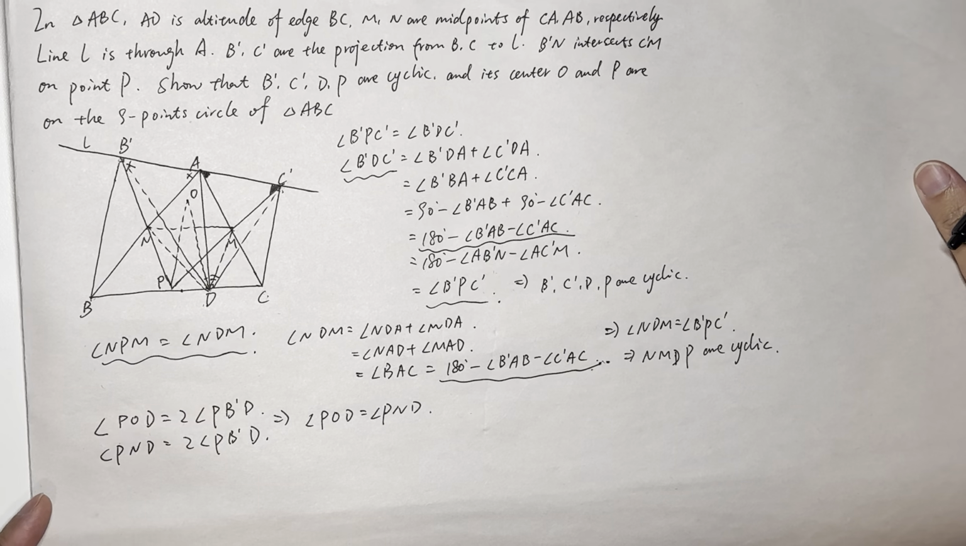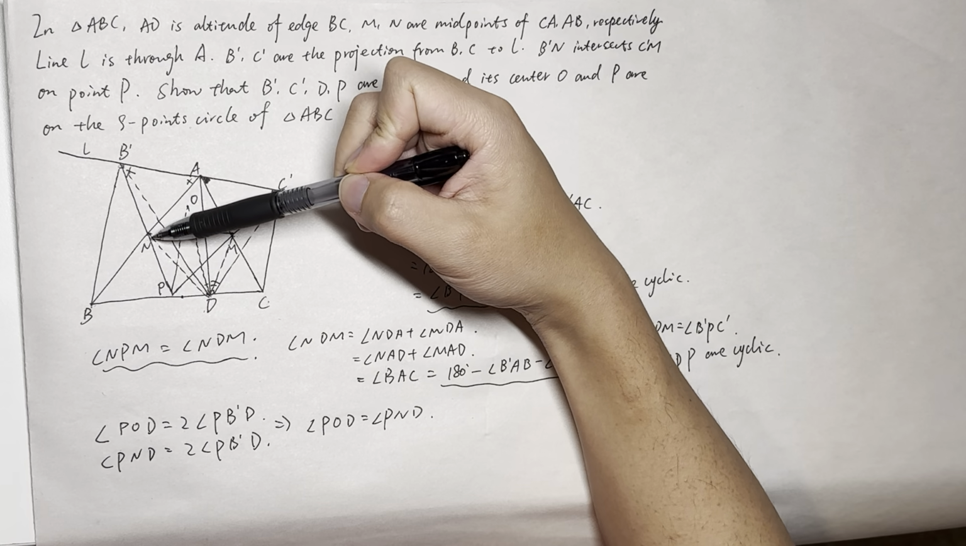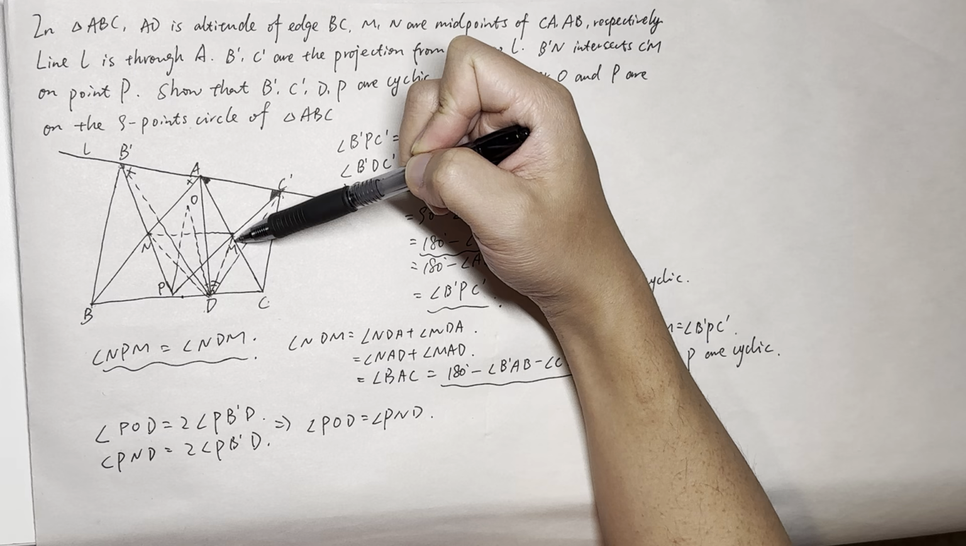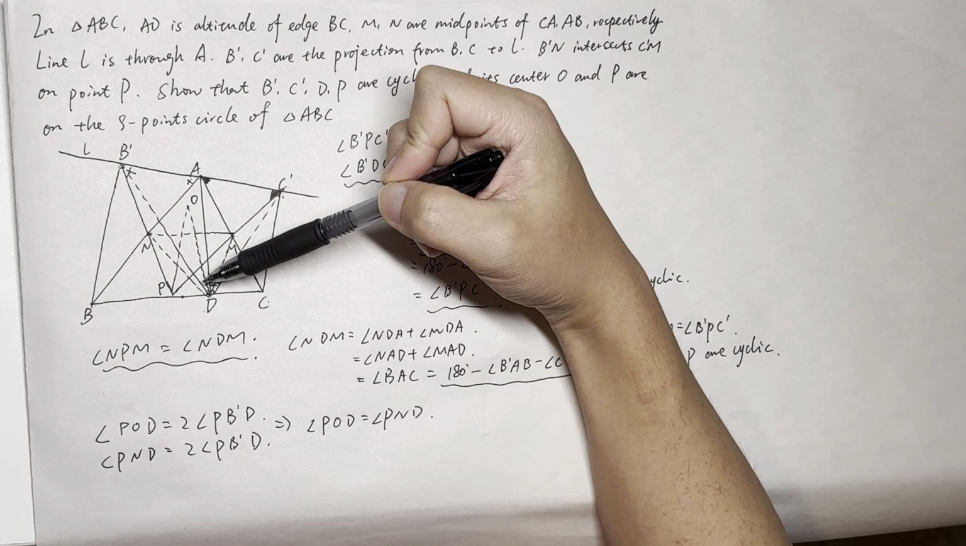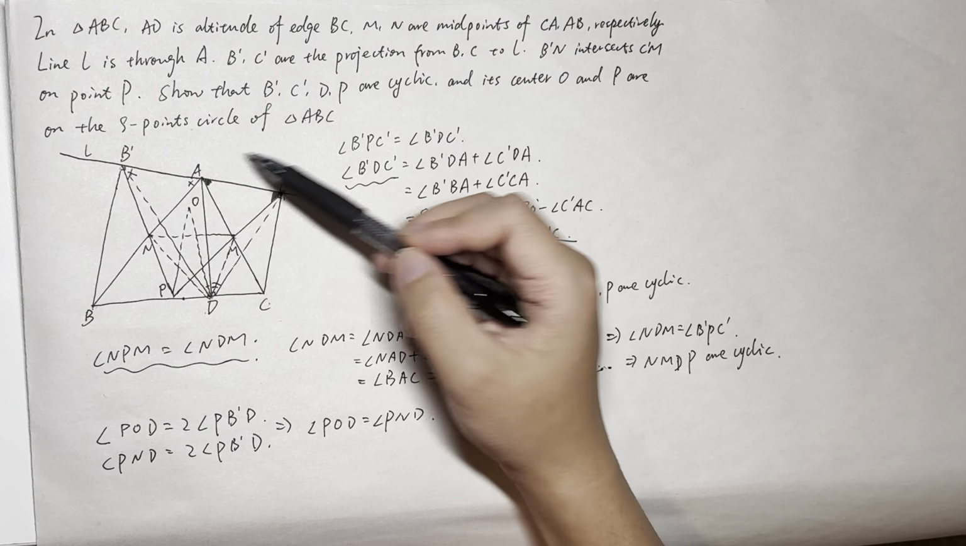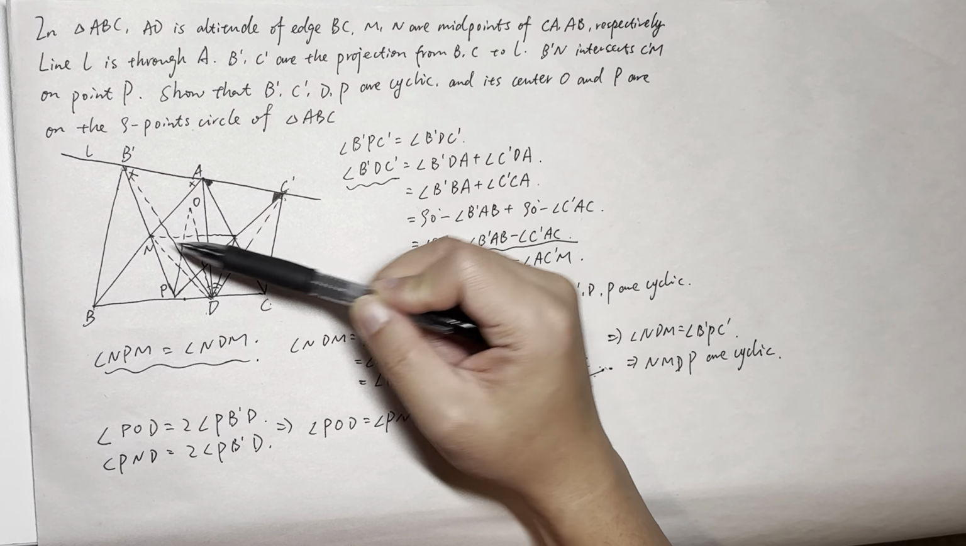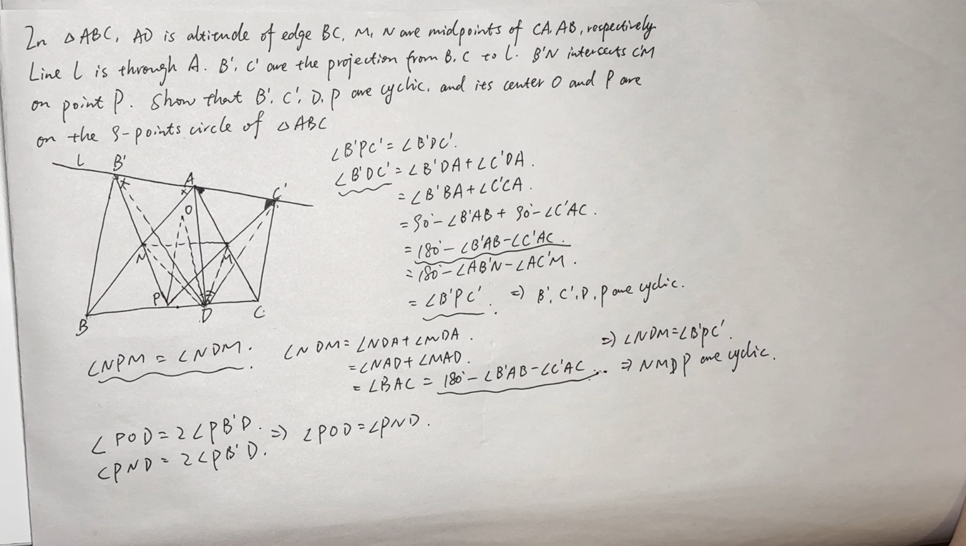Okay. This problem is not a difficult one. It just requires you to figure out how to use the midpoints N and M and find the relations of the angles, to find the cyclic quadrilaterals, and use them to prove that PDMN are cyclic, right? That's the core of this problem.